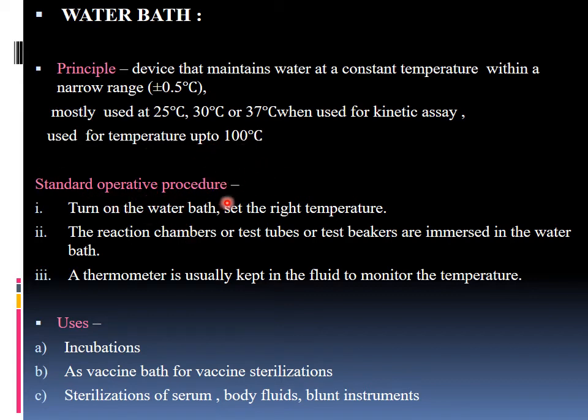Standard operative procedure. First of all, we turn on the switch for the water bath and set the right temperature which we need. That means we warm it up to that temperature. You have to record the temperature. The reaction chambers or the test tubes or test beakers are immersed in the water bath. That means in the rack we keep the aliquots or test tubes, wherever we have the reaction substance, and that rack has to be immersed in the water bath. A thermometer is usually kept in the fluid to monitor the temperature, because you have to record that the particular temperature is maintained for the reaction. So that is the SOP.